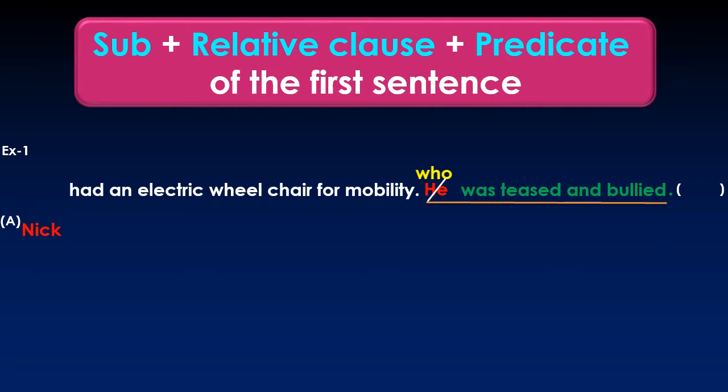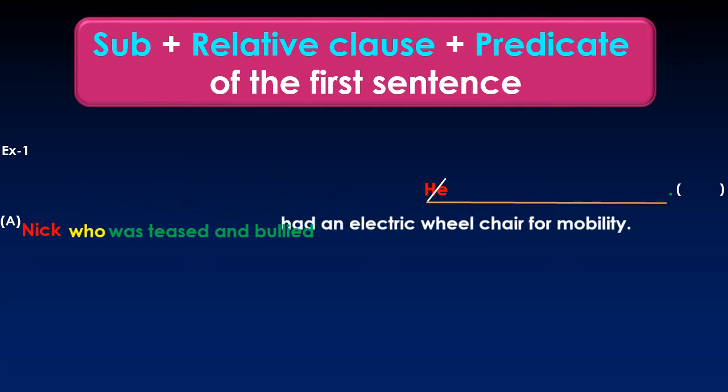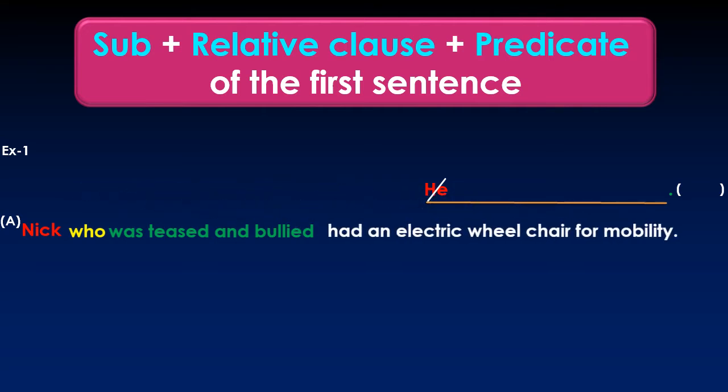First, we should write the subject of the first sentence. After that, the relative clause should be placed after Nick. Then we should split the first sentence into two parts, subject plus predicate. The predicate of the first sentence should be written after the relative clause. Subject plus relative clause plus predicate of the first sentence.